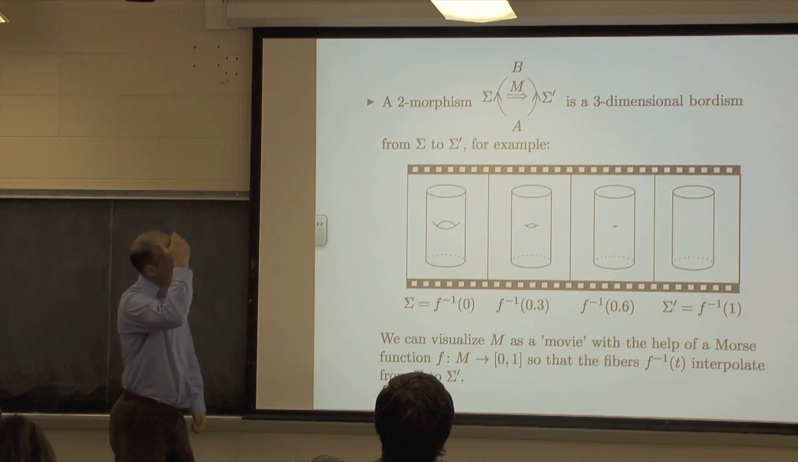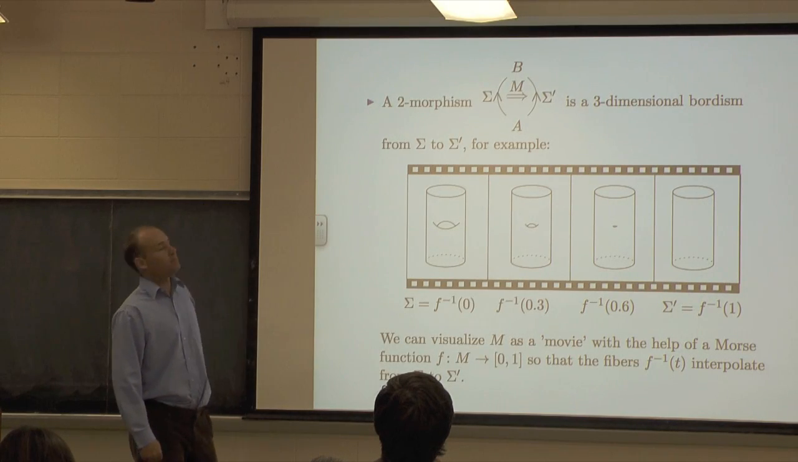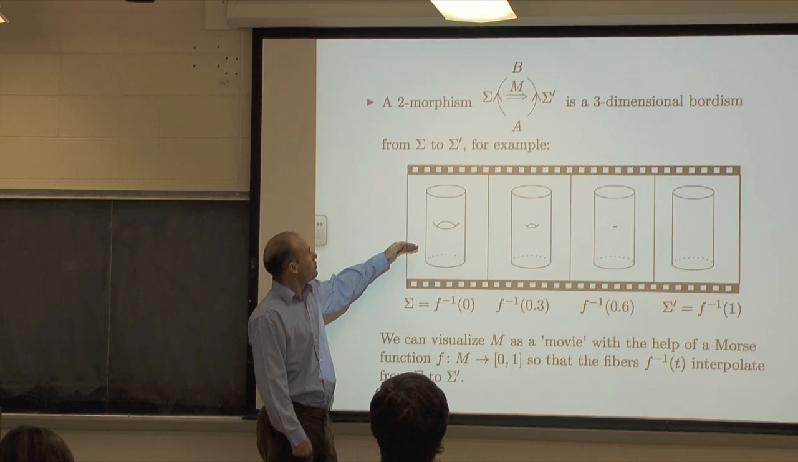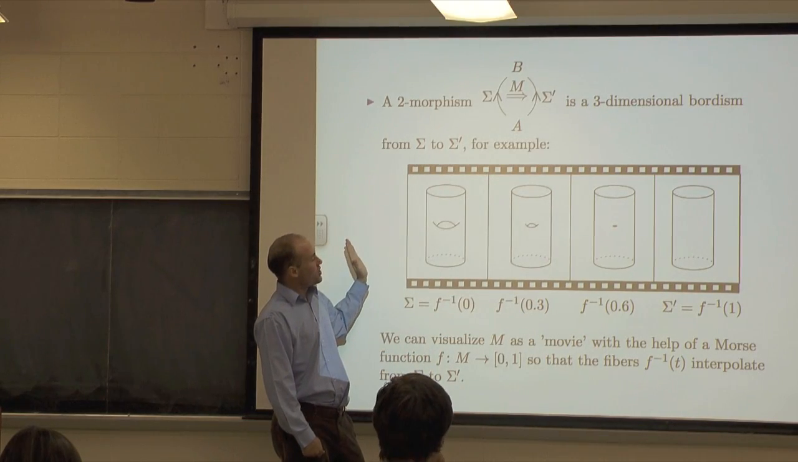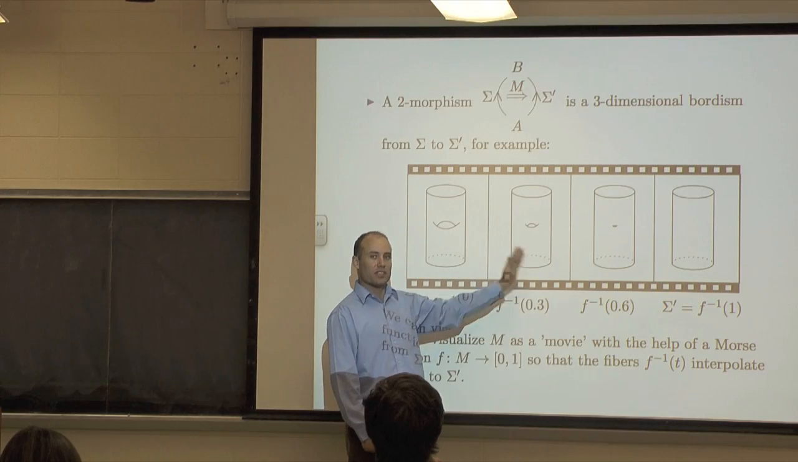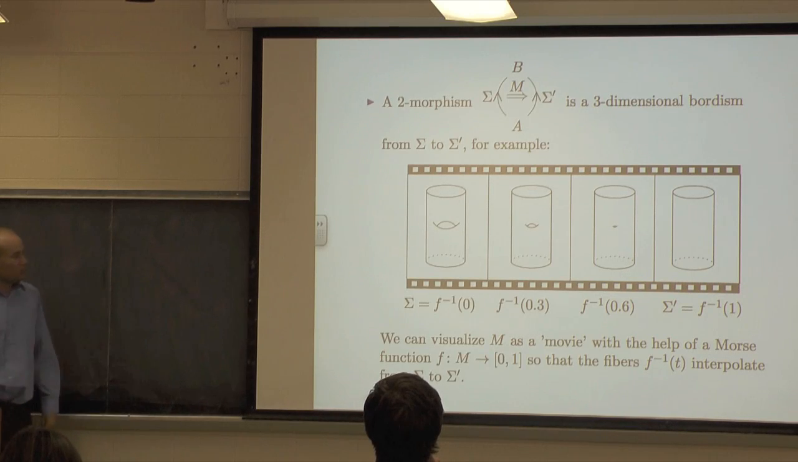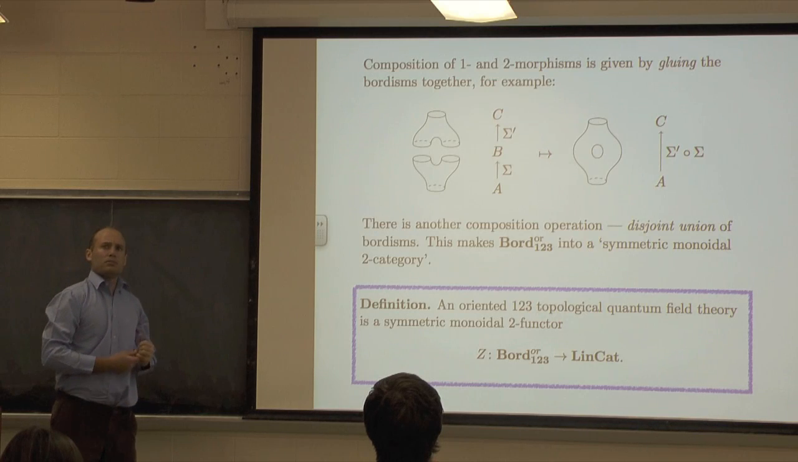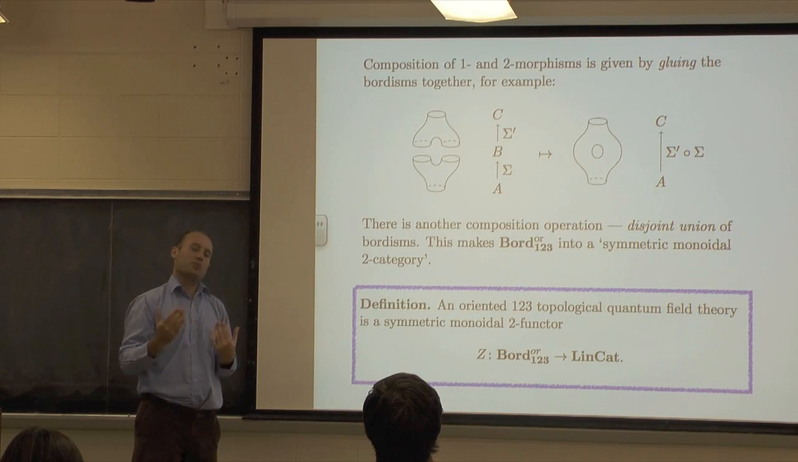A two morphism would then go between two-dimensional bordisms. So a two morphism is a three-dimensional bordism from sigma to sigma prime. For example, here's a two-dimensional bordism from the circle to the circle, and here's another one. And this is a three-dimensional bordism going from this bordism to that one. You can visualize it with the help of a Morse function, and you can get a movie of it. So you compose the one morphisms by gluing, and similarly for the two morphisms.